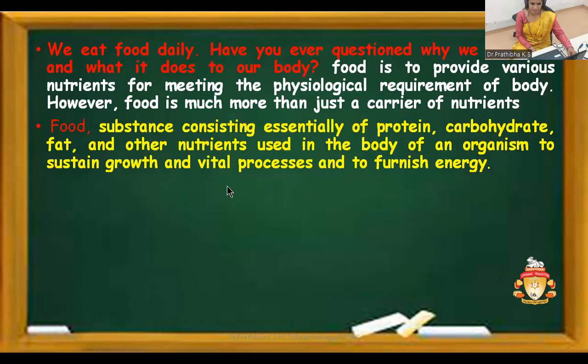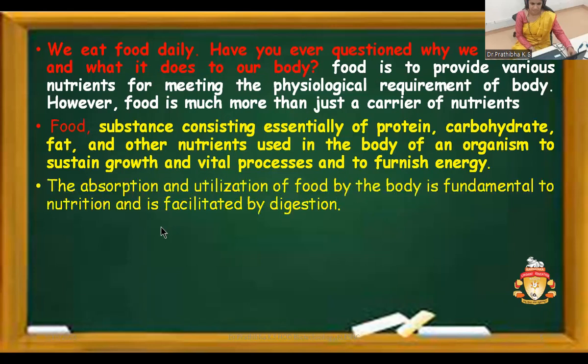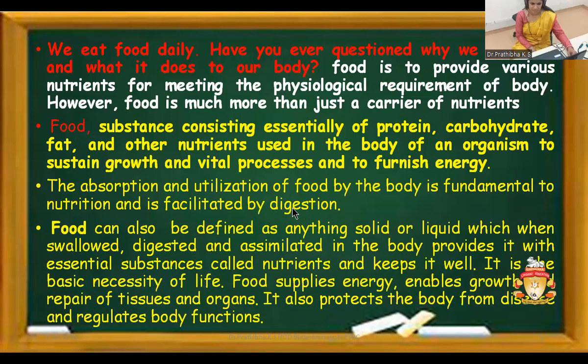So when we are asked to define food, you can give this particular definition. Food: substance consisting essentially of proteins, carbohydrates, fat, and other nutrients used in the body of an organism to sustain growth and vital processes and to furnish energy. The absorption and utilization of food by the body is fundamental to nutrition and is facilitated by digestion. Whenever we consume food, there must be digestion so that other body organs can utilize the nutrients.